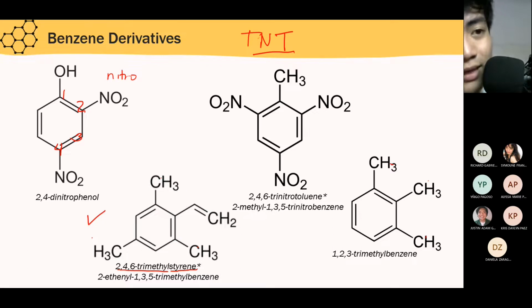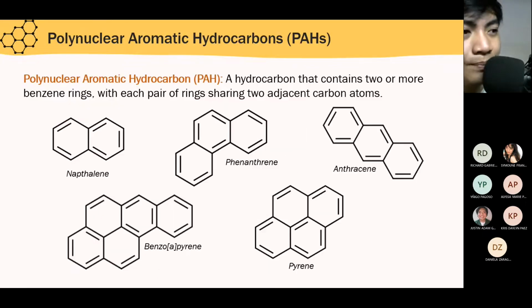And then the OH, usually that is given the higher priority, the highest. We also have this thing called the polynuclear aromatic hydrocarbon or PAHs. Saan ito nakikita? So, maraming bagay yung may polynuclear aromatic hydrocarbon. Pag sinabi natin polynuclear aromatic hydrocarbon, ano siya? Parang benzene ring na pinagdugtong-dugtong mo lang.